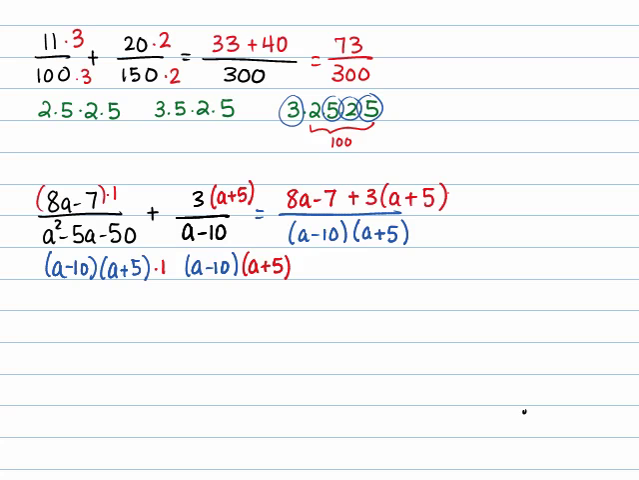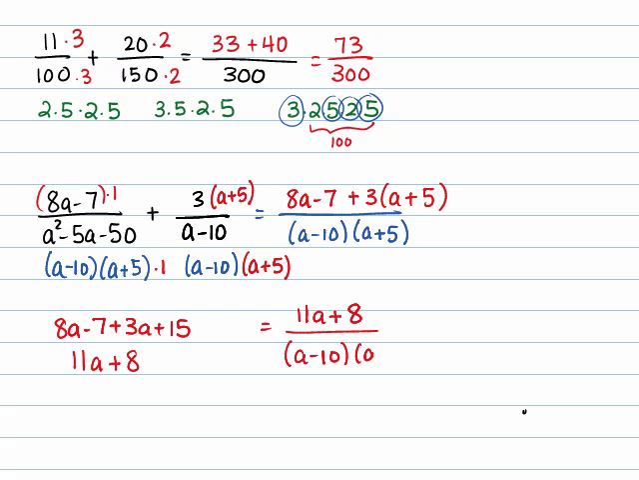So your next step now is to see if you can factor the numerators and simplify if there are any common factors. We don't know if there are any, but we will find out. So I'm actually only going to work on the numerator for a minute to see if I can factor that. It says 8a minus 7 plus 3a plus 15. This is 11a plus 8, nothing to factor. 11a plus 8 over a minus 10, a plus 5.